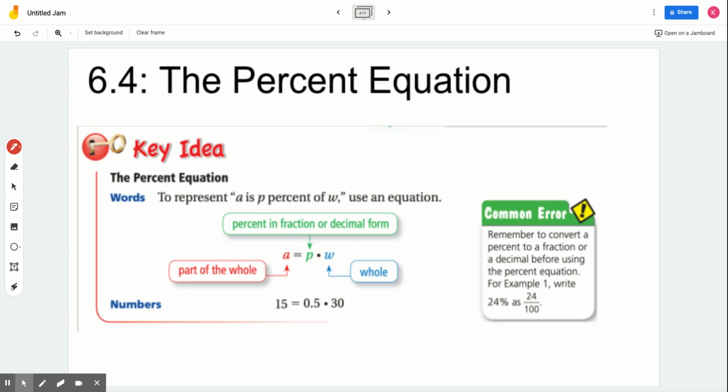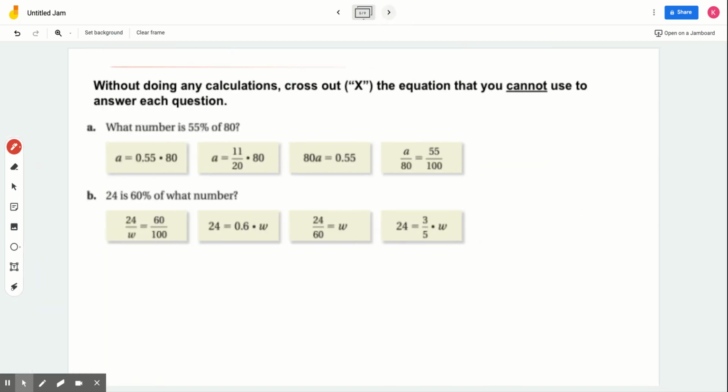So to represent A is P percent of W, use an equation. The part is equal to the percent times the whole. Now, when we use the percent, we have to change it to decimal form. So 50% is like 0.5. That's the number that we would use in there. That's the biggest piece of information that we have to remember: we have to change that percent to a decimal.